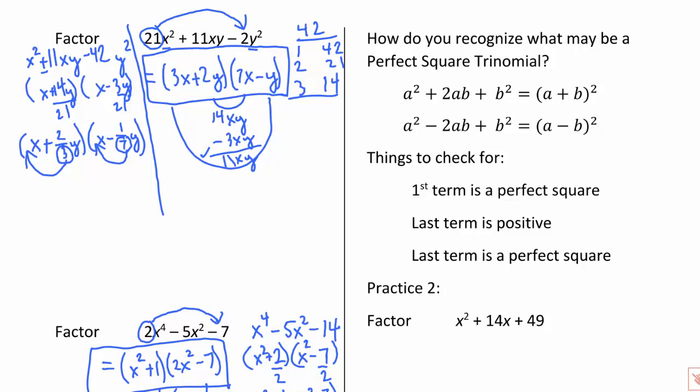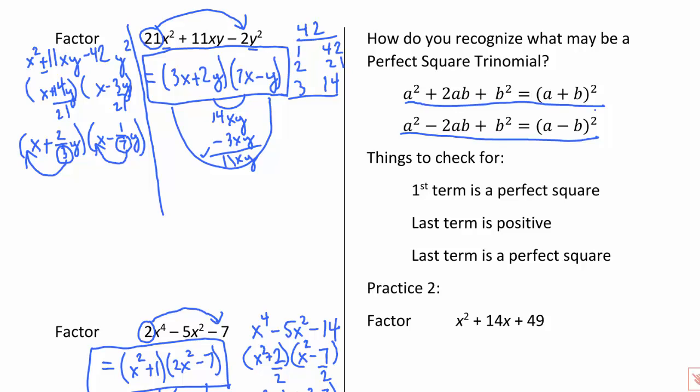Okay, we want to know how do you recognize what may be a perfect square trinomial? Perfect square trinomials look like that. Basically, it's anything that whenever you factor it gives you (a plus b) squared or (a minus b) squared. Now notice that I've never really focused on this last equation here because really it's encompassed in the first equation. So it just cuts down on the amount that you have to memorize.